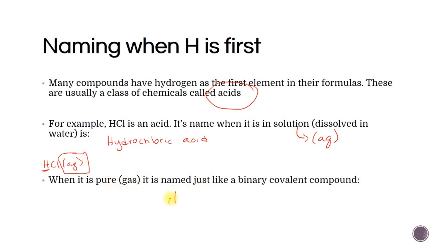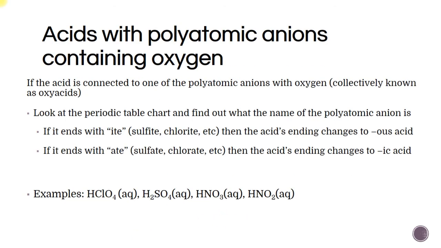If we have HCl gas, which is like pure hydrochloric, we don't call it hydrochloric anymore. We call it just like a binary compound. We would just name it hydrogen chloride. So we have to be a little bit careful. Acids are always going to be AQ. If I don't see AQ, it's a gas or a liquid or a solid, then I want to name it just like the binary compounds were. So that's a little thing to watch out for.